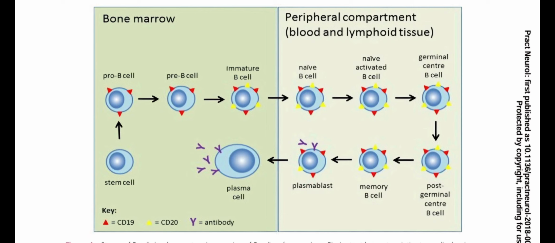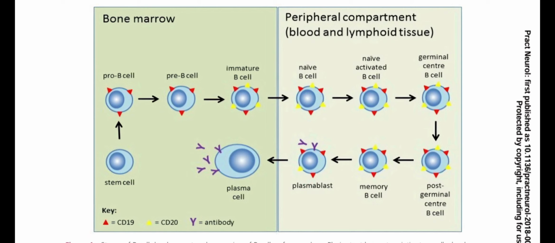Following the germinal center reaction, B cells differentiate into either memory B cells or antibody secreting plasmablasts. Memory B cells are long-lived cells that provide rapid and enhanced immune responses upon re-exposure to the same antigen. Plasmablasts represent an intermediate stage that actively secretes antibodies and eventually matures into plasma cells. During this transition, CD20 expression is lost, whereas CD19 may still be present on some plasmablasts.